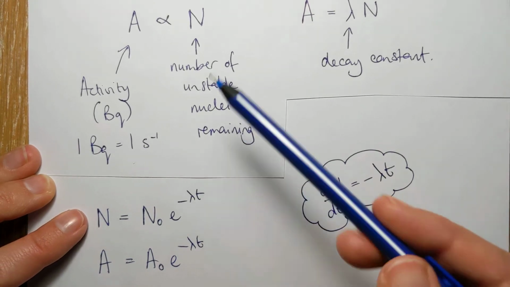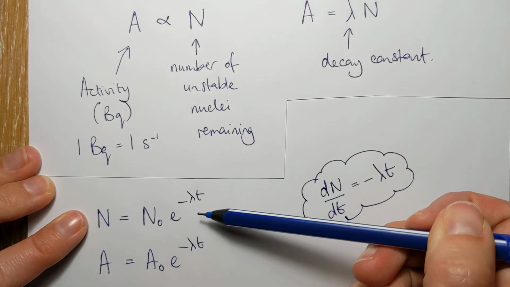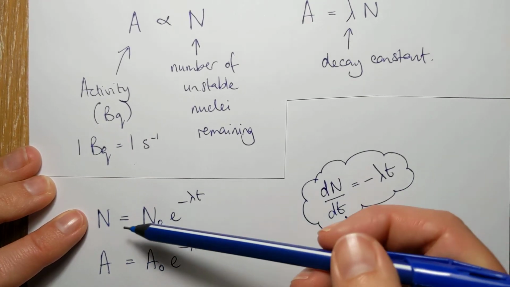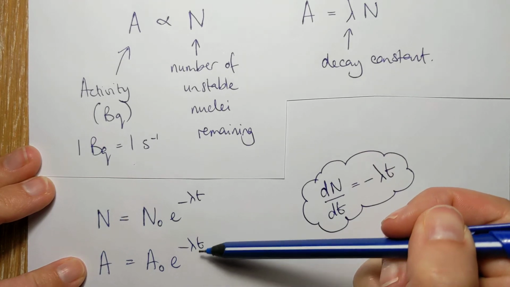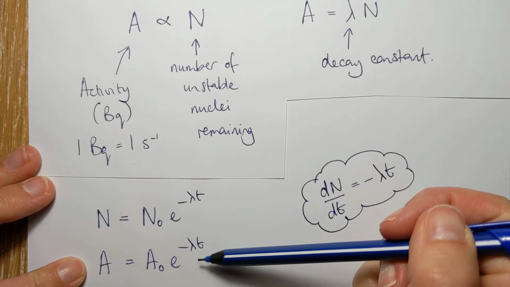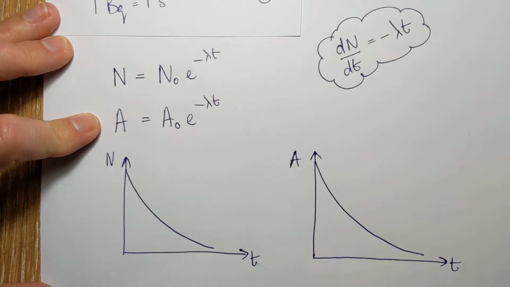All you need to know is that because of this, N decays exponentially. And then because N is directly proportional to A, that means that A is also going to decrease exponentially. And so we get our characteristic exponential decay curves. Now these are of course very precise mathematical relationships, and we'll see that in the next video.